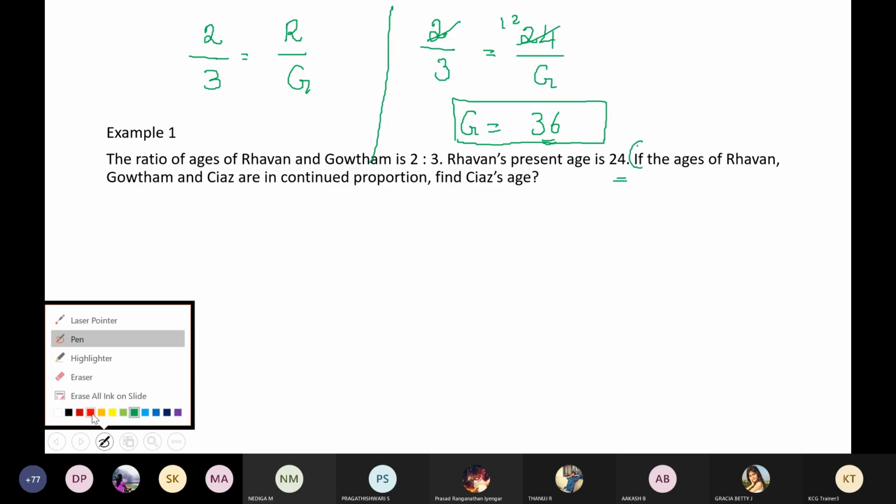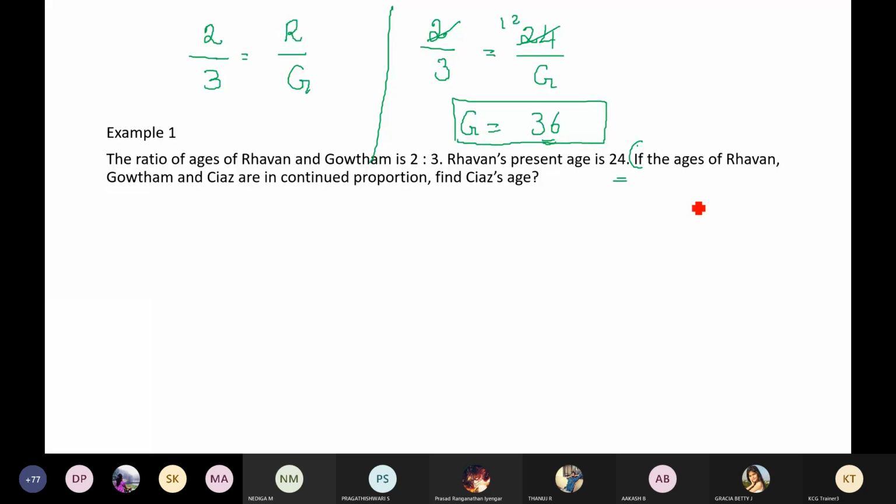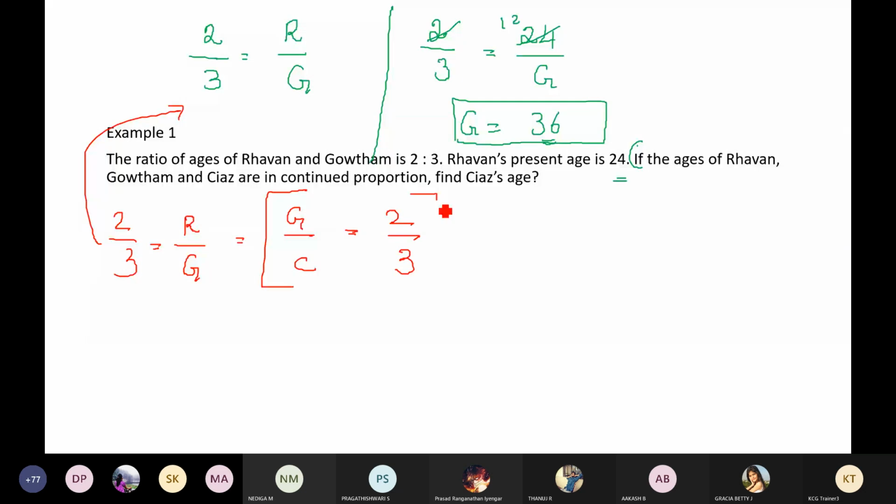The next line in the question says, if the ages of Raghavan, Gautam, Siyas are in continued proportion, then find Siyas's age. So according to this data, can I say Raghavan by Gautam is equal to Gautam by Siyas? And I know Raghavan by Gautam is equal to 2/3. So in this case, this should also be equal to 2/3 because both are equal. In this, substitute Gautam's age and tell me what is C's age, guys.